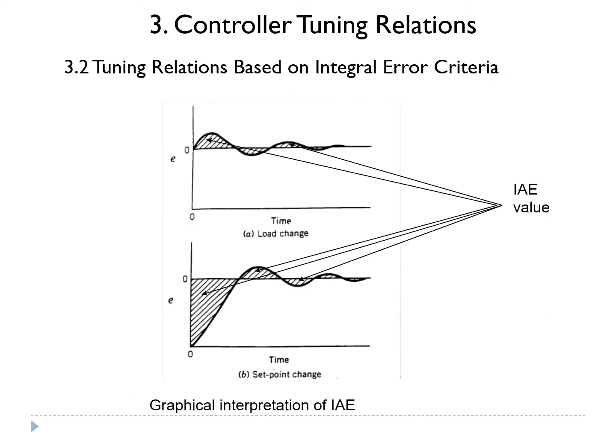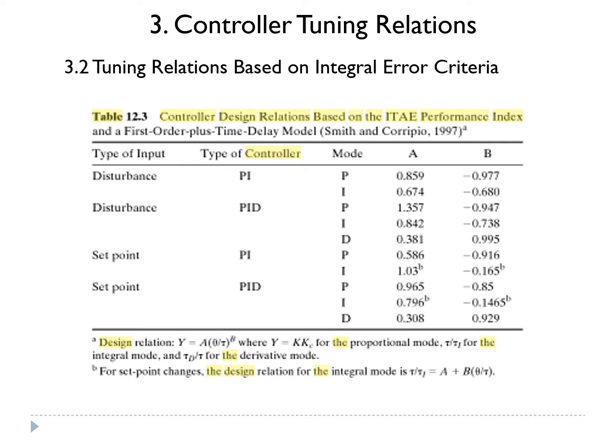This is the graphical interpretation of IAE, integral absolute error. If you can see, it is the value under the graph, right? So this is the graphical interpretation of IAE. Okay, basically you can refer to this table, table 12.3, in order to calculate the controller setting using ITAE tuning relation. You have both for disturbance and set point change.